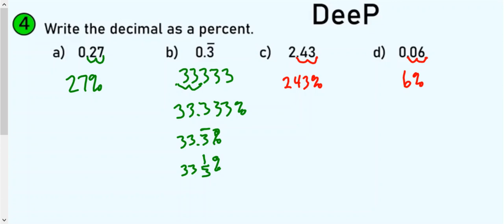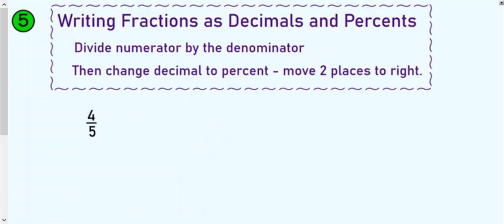All right, hopefully you did well on those examples. Let's keep moving here. Number 5, we're going to be writing fractions as decimals and percents. So when we want to write a fraction as a decimal and percent, we divide the numerator by the denominator, and then change the decimal to percent. We move 2 places to the right.